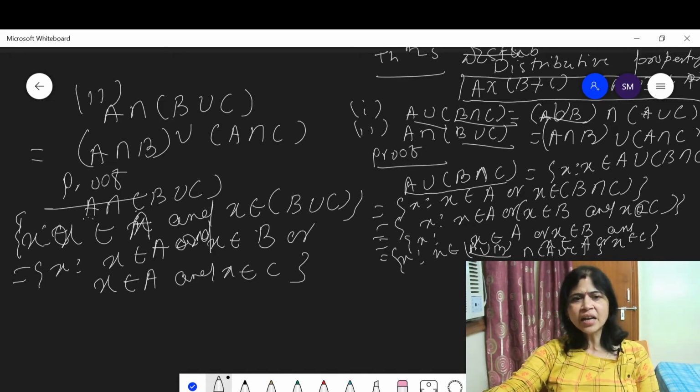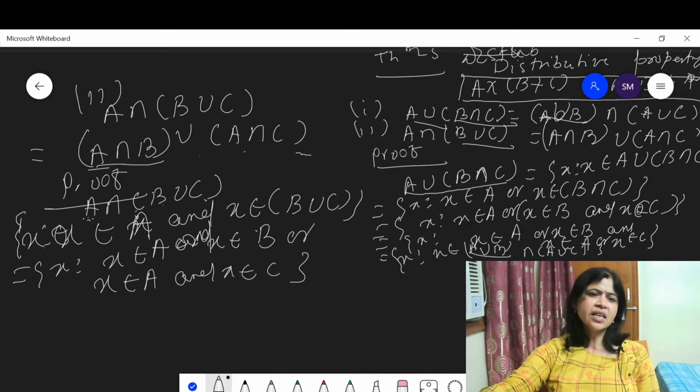Distributive property says that A intersection B union C, which we have to prove, is A intersection B union A intersection C. Here x is such that x belongs to A intersection B union C. This means x belongs to A and x belongs to B union C. When we open the bracket, this says that x belongs to A and x belongs to B, or x belongs to A and x belongs to C.